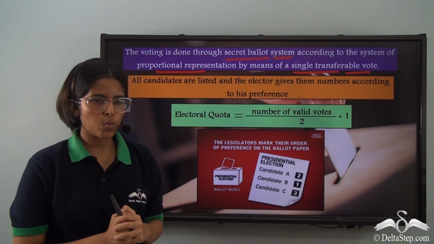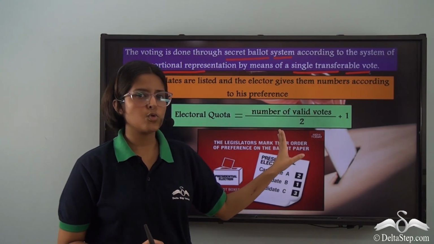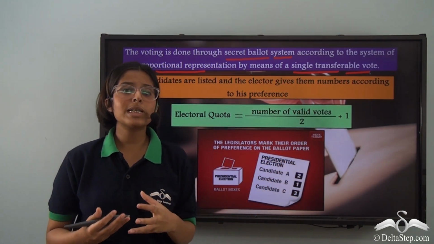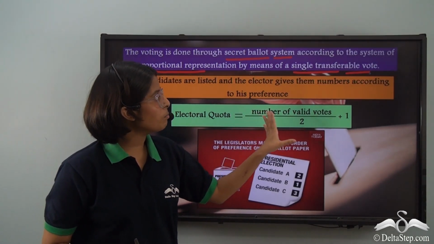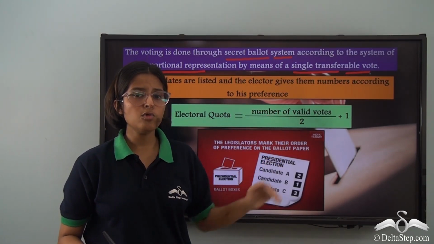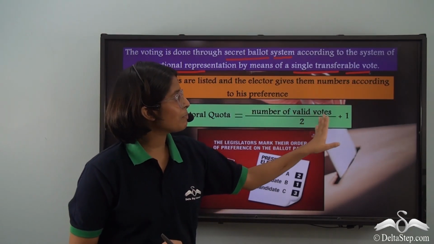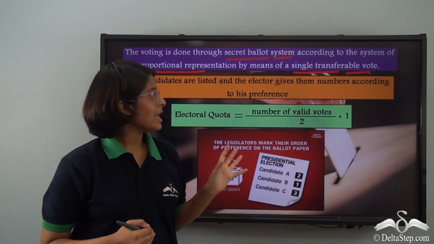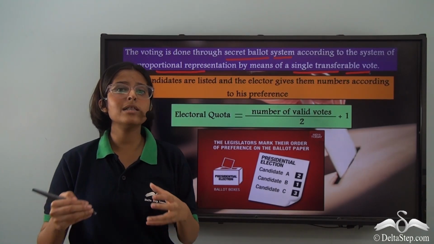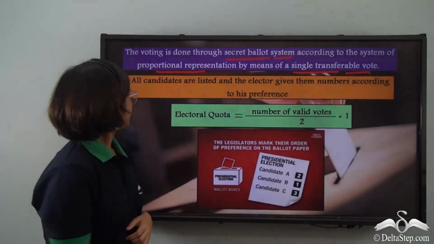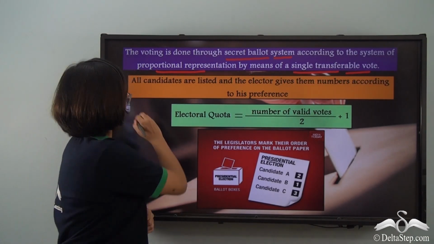What is the electoral quota? It is the number of valid votes divided by 2 plus 1. So it is the majority of the votes that have been cast. The number of valid votes divided by 2 gives us half the number of votes that have been cast. And this plus 1 signifies that the candidate who has got this electoral quota has got the majority of the votes. Now let us understand this through an animation.